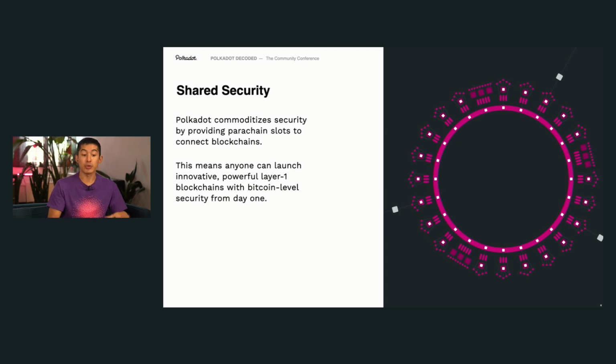Polkadot solves the resource problem by providing shared security to all the parachains. So Polkadot itself will incentivize and collect validators who will be assigned to different parachains and validate their state transitions. This means that when you join the Polkadot network, we basically provide to you Bitcoin-level security to your chain at basically no additional cost.